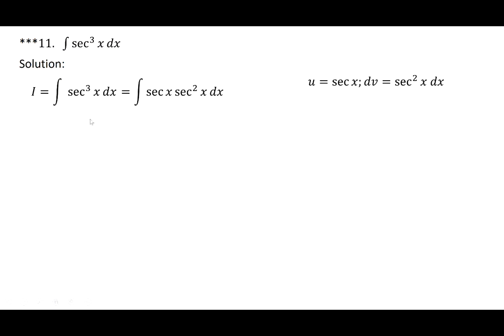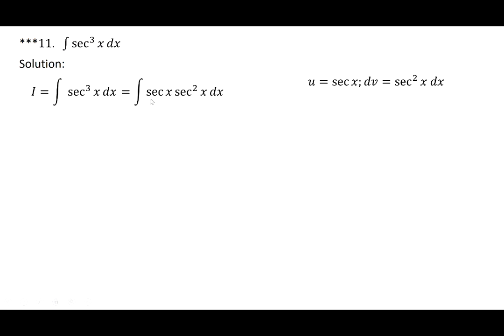Alright, next. 3-star problem, integral secant cube x dx. Yeah, I like this. Check this out. I equals. Why'd you say I, man? You remember why we had to say I in integration by parts? Same thing happens here. Who would have thunk? Did you know you have to use integration by parts to figure this integral? Yep. When I first saw it, I was like, no, you gotta be kidding me.